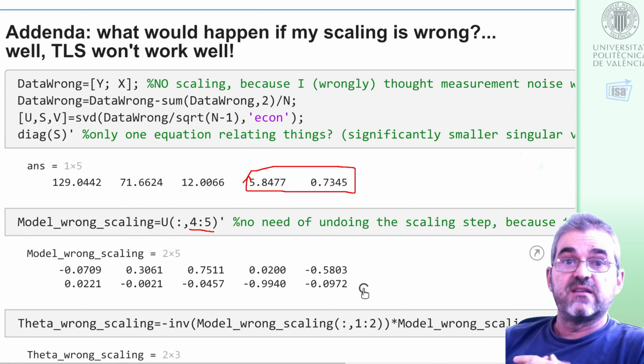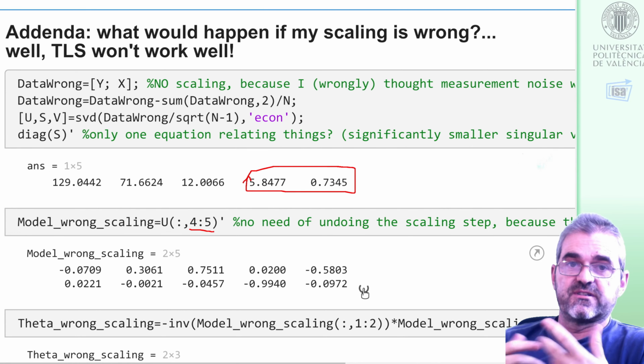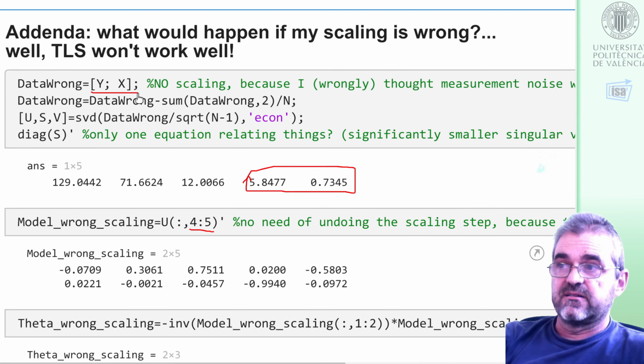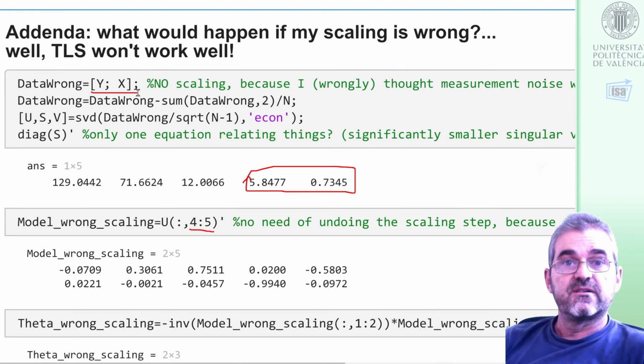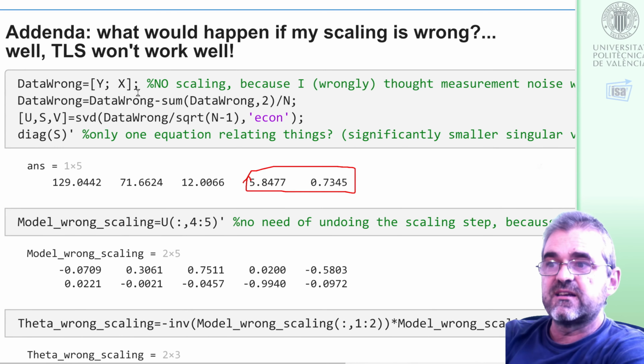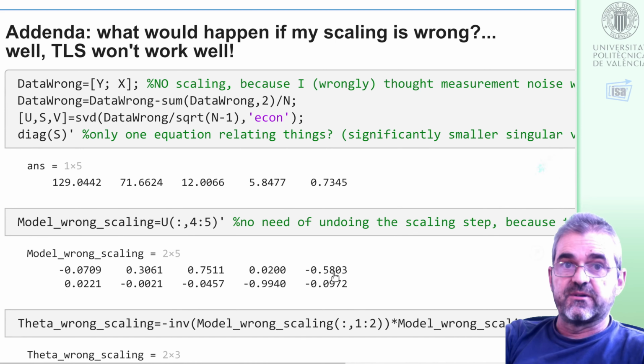If I had made any scaling, I would need to express the model in the original units, but to keep it simple, I directly used original units, so I need no further inversion of the scaling, because there was no scaling at all. So this wrong scaling model is in original units.